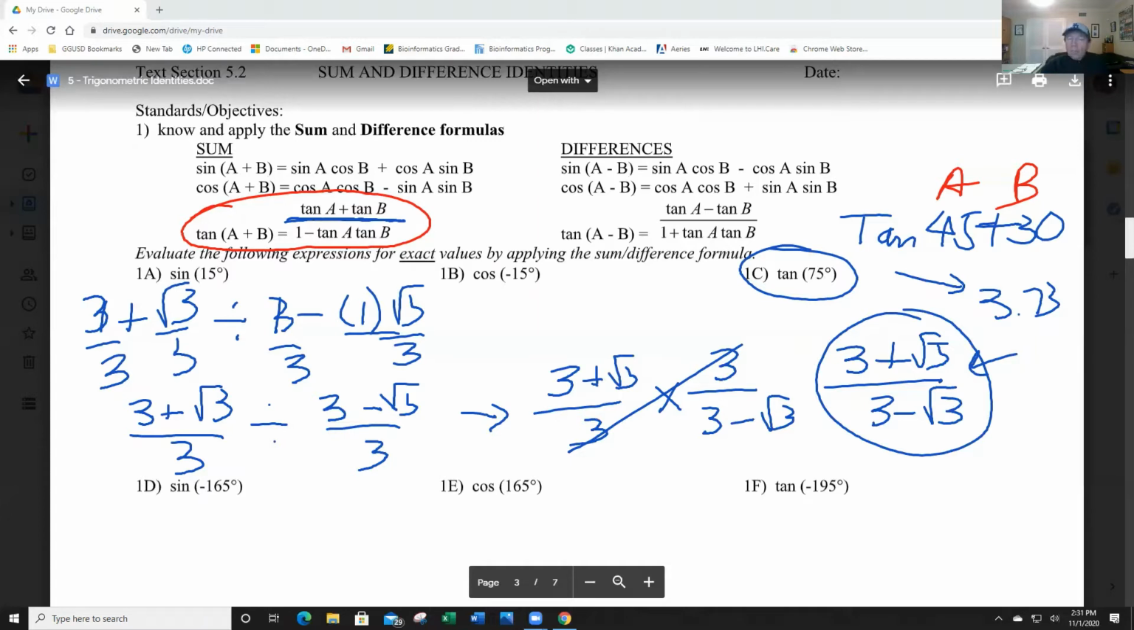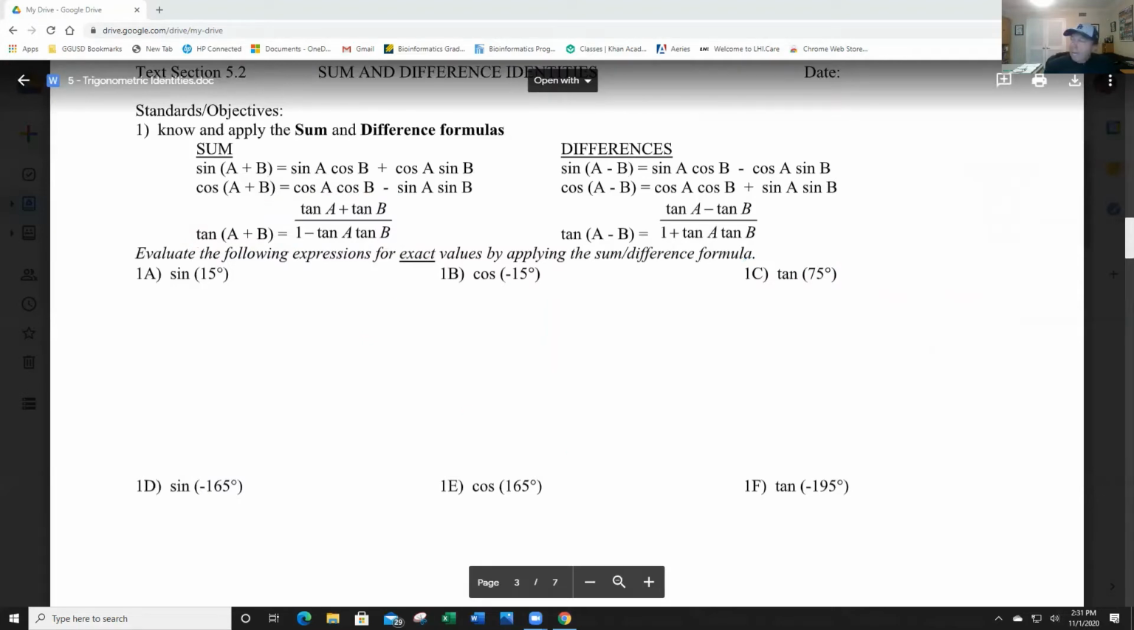Okay, so there's A, B, and C. And you get the hang of it as we go here. All right, D, E, and F, I'm going to still work in the same space. I'm going to do D right now, but I'm going to work in the same spot. Okay, so the D is the tangent of negative 165. Okay, I'm sorry, the sine of negative 165. So I'm going to start up here.